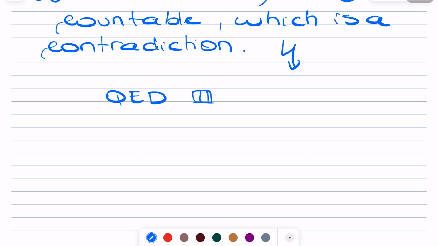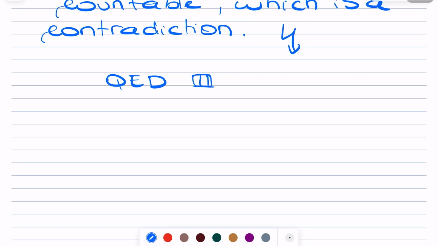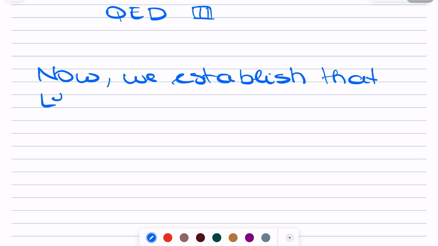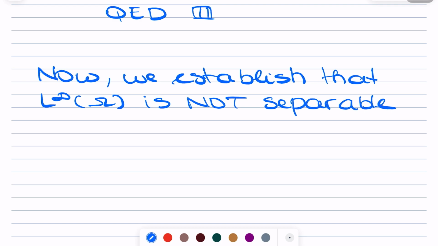Good. Now we establish that L infinity of omega is not separable.